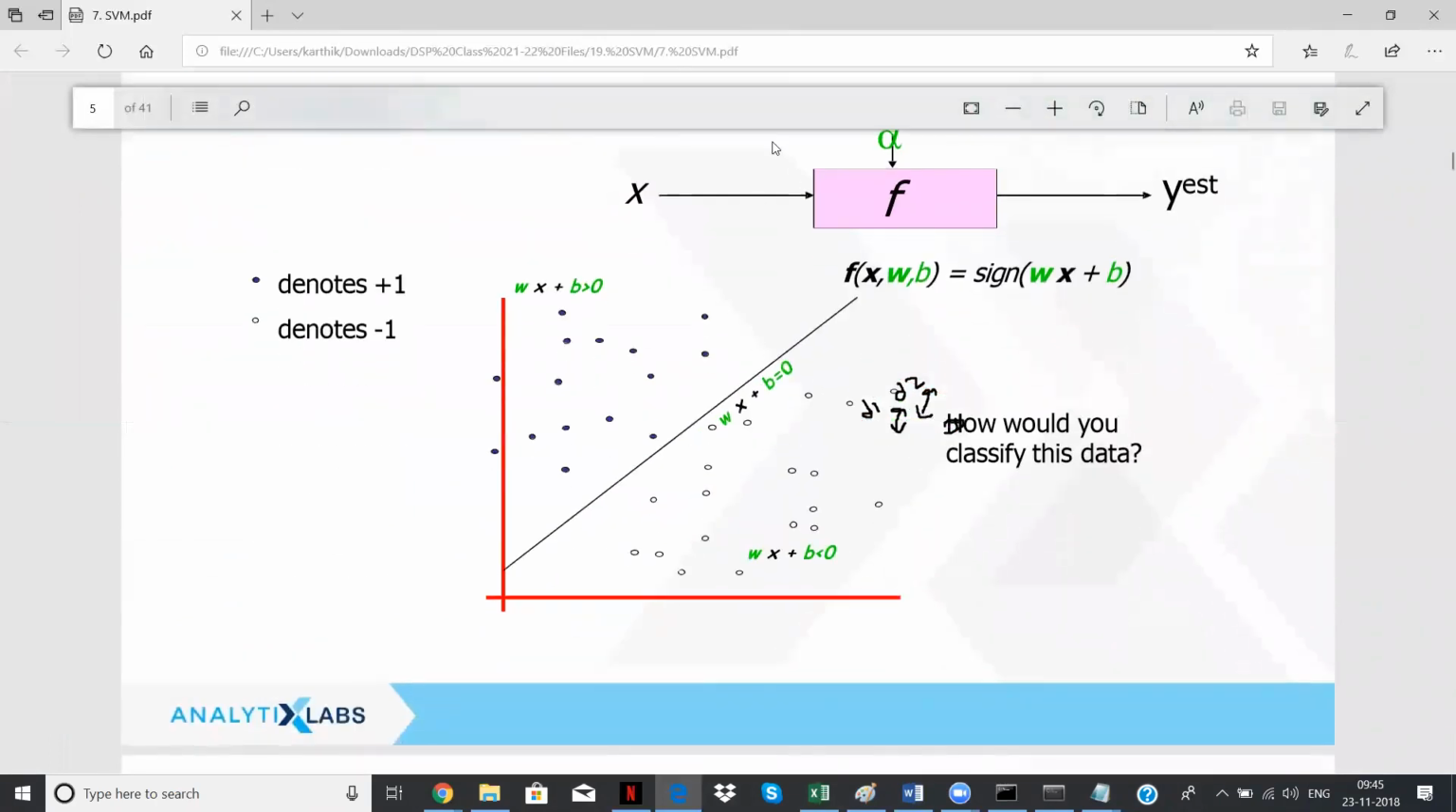So here is the linear classifier that we have begun with. Just to repeat whatever we have said, we start with a line equation like this, wx plus b or mx plus c.